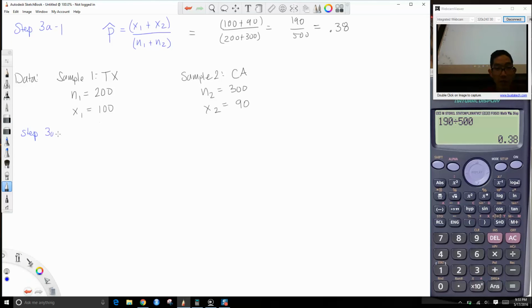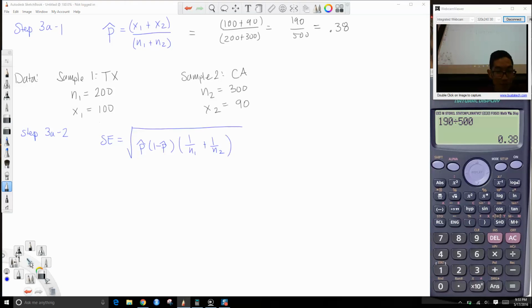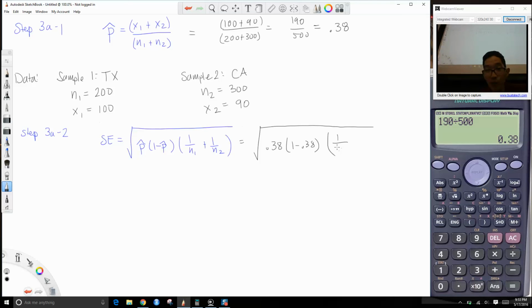Now we do that fun formula. Okay. So our standard error is equal to the square root of p hat times 1 minus p hat times 1 over n1 plus 1 over n2. When you teach this class over and over, it's like all of these things you just learn, okay? You'll be able to have a note card. I'm not going to expect you guys to have all of this memorized, all right? So you're going to have 0.38 times 1 minus 0.38 times 1 over 200 plus 1 over 300.